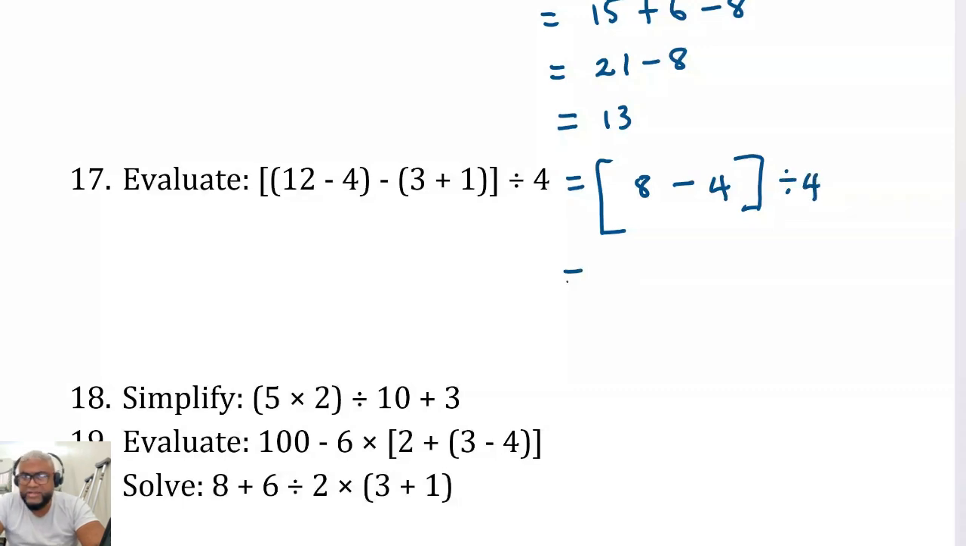Right, Ramo? What's the next step here, Ramo? Well, 8 take away 4 in the bracket, sir, and I'll give you 4. 4 divided by 4 is? 0. Nope. 4 into 4 is 1. Oh, sorry, 1, yeah. Right, bro? Yes, sir.